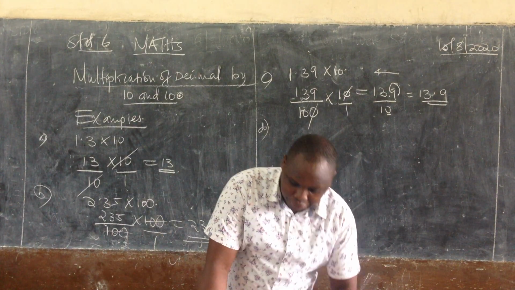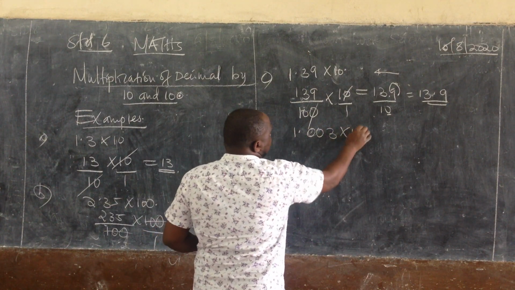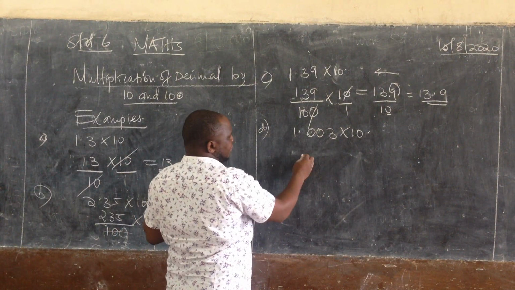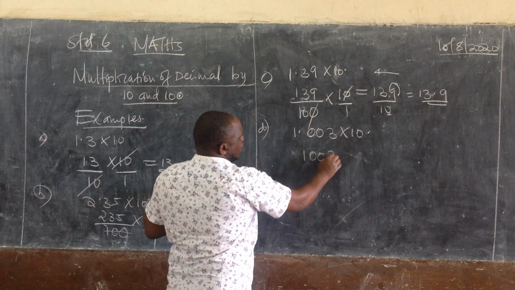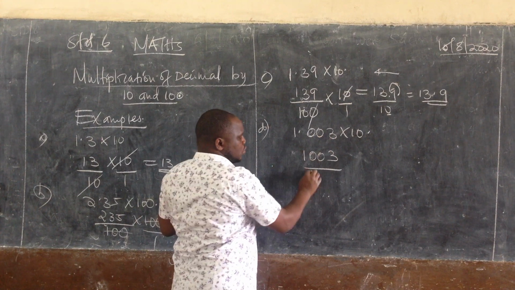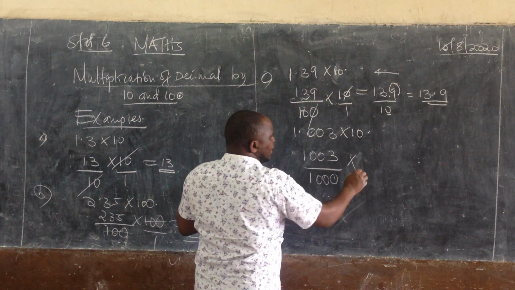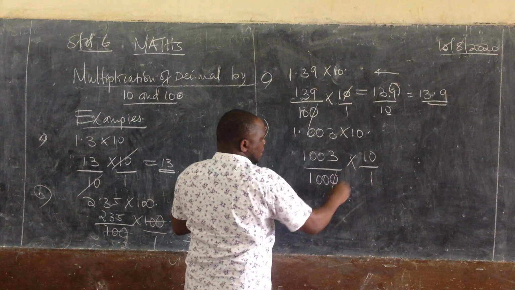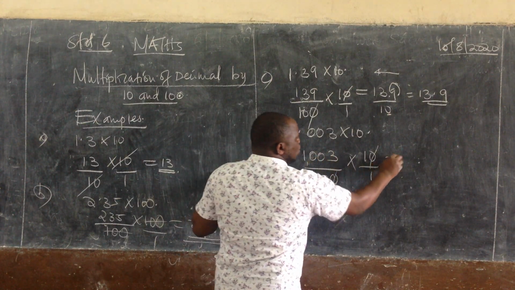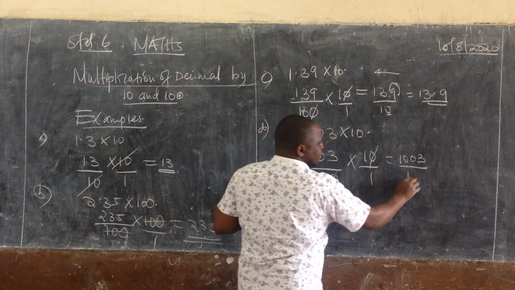You can also be given 1.003 times 10. Whenever you are given such, learner, what do you do? This is going to be written as a fraction. This is 1003 over, how many decimal places do you have? You have decimal places 1, 2, 3. So a number with three zeros, that is going to be 1000. And then that is multiplied with this 10. So this 10 will cancel with this 10, remaining with 1 there. So this is going to be 1003 times 1, which is 1003 over this 100 that remains there.